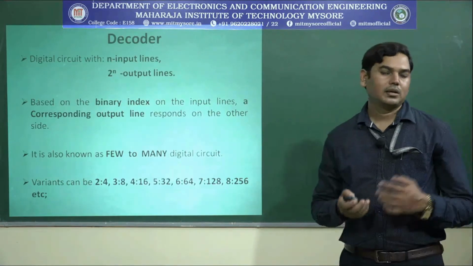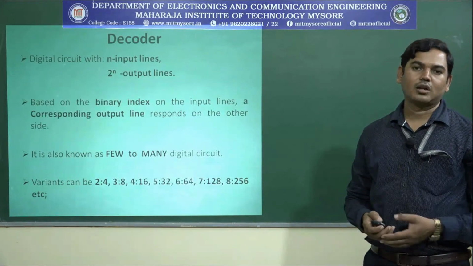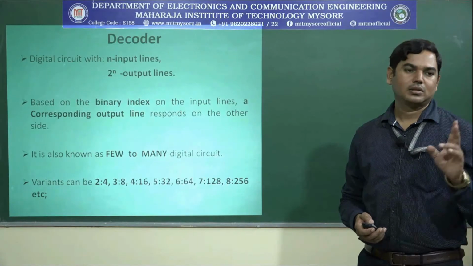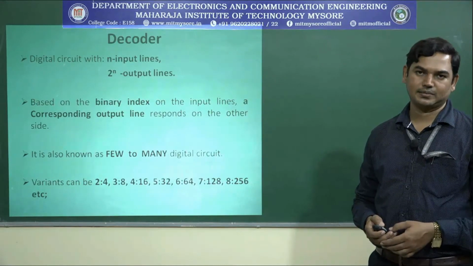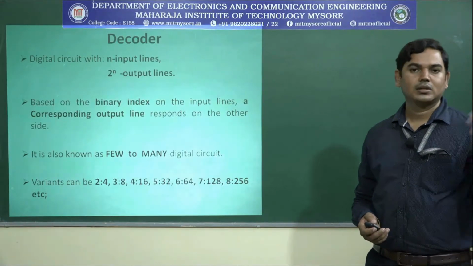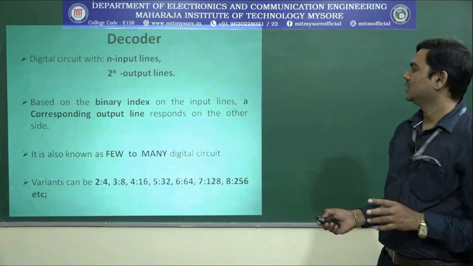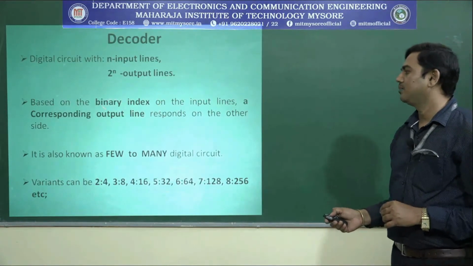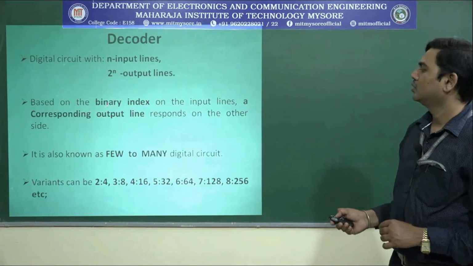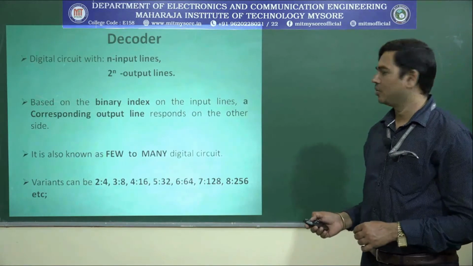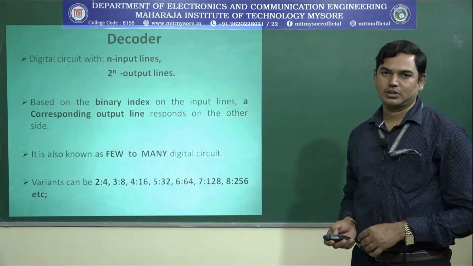For example, we are aware of this decoding scheme in our classroom. When I call roll number 5, that person who is assigned roll number 5 will respond by raising his hand. If I say roll number 6, the person who is assigned roll number 6 will respond. So, this is similar. Here we are placing the binary index of the channel at the input, and that corresponding channel whose index is being placed at the input will respond at the output. So, that is how a decoder functions.